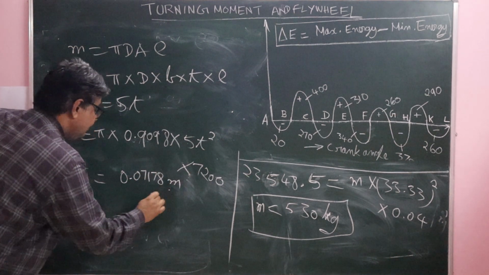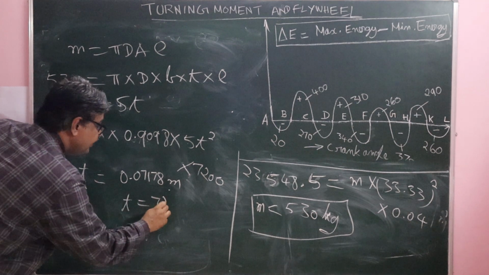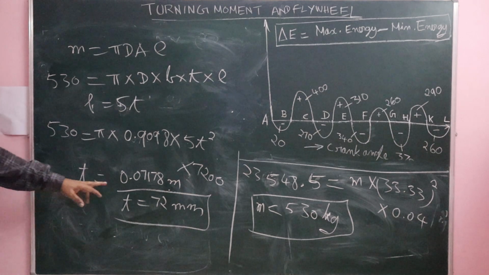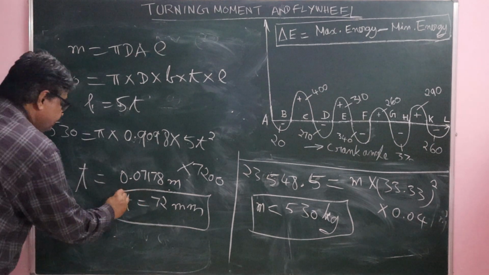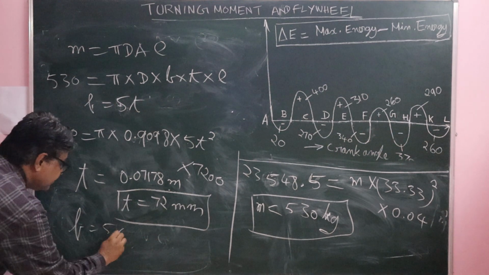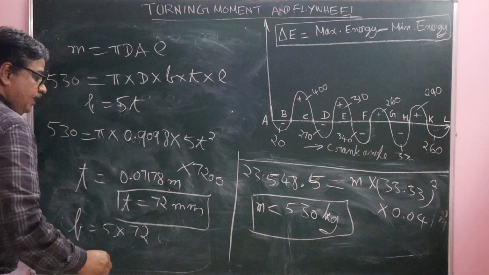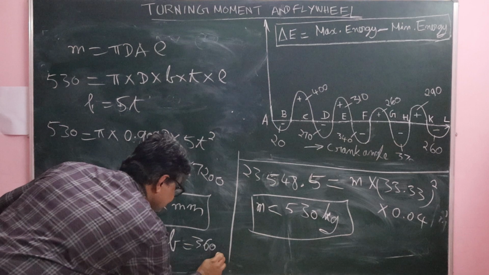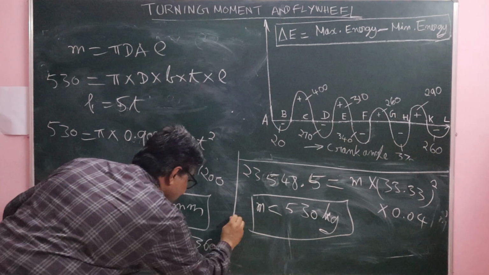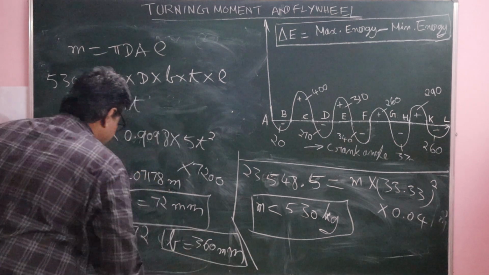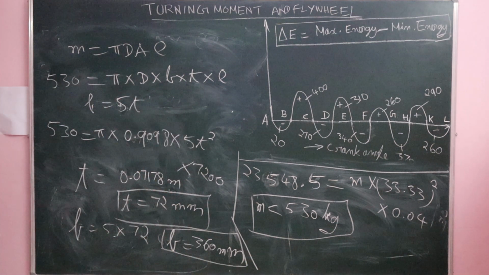Thickness of the flywheel rim is 0.07178 meter. Therefore, thickness t is equal to 72 mm. You take millimeter, 71.78. Let us take 72 mm. Thickness we have found out. Width is equal to 5 times thickness, 5 into 72. Therefore, width is equal to 360 mm. So width of the flywheel rim is 360 mm. Thickness and diameter of the flywheel rim we have already found out. This is the answer.